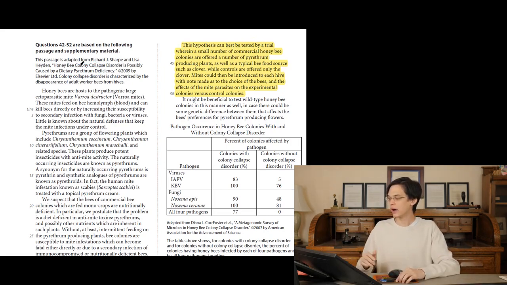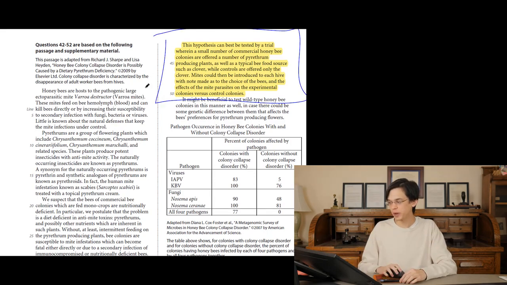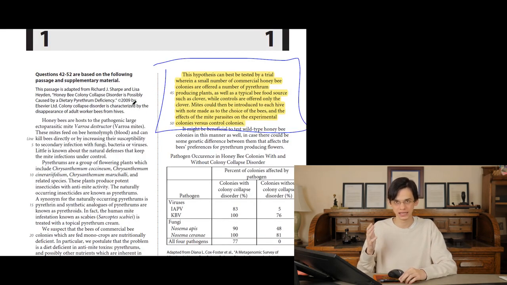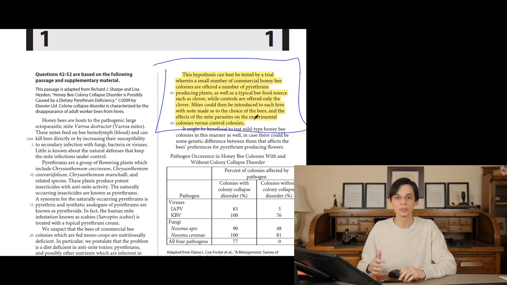Well, we're going to now talk about the experiment. That's what this paragraph is doing. We're talking about the experiment that will lead us to test this hypothesis. We're going to have some bees that eat pyrethrum and clover, some bees that only eat clover, and we're going to introduce mites to both and see how they fare. They think that the ones that have the pyrethrum are going to be healthier, but that's what we're testing. We haven't tested it yet because the hypothesis can best be tested.